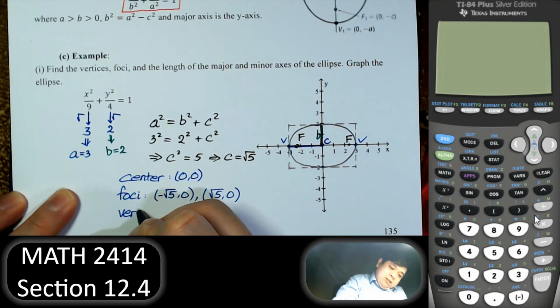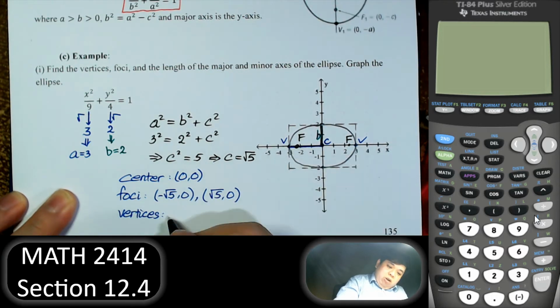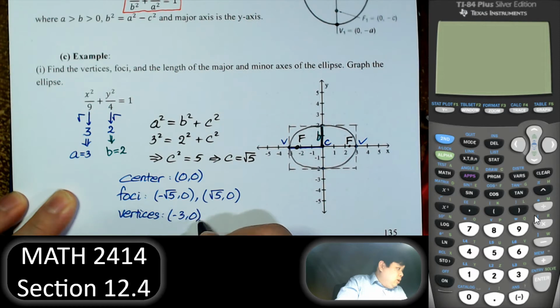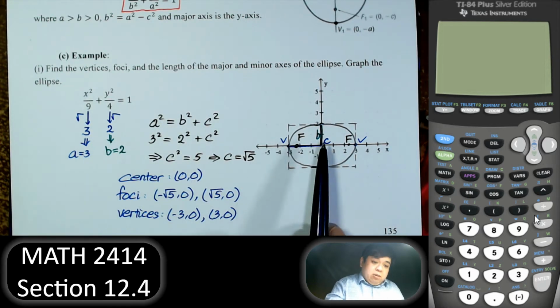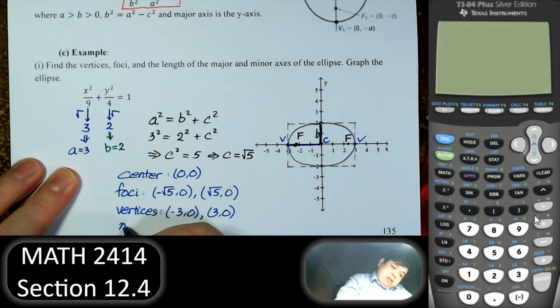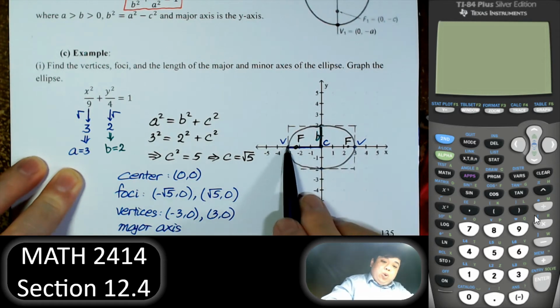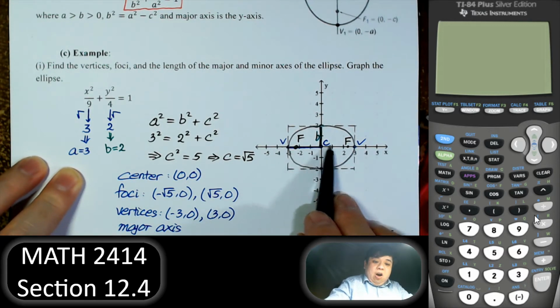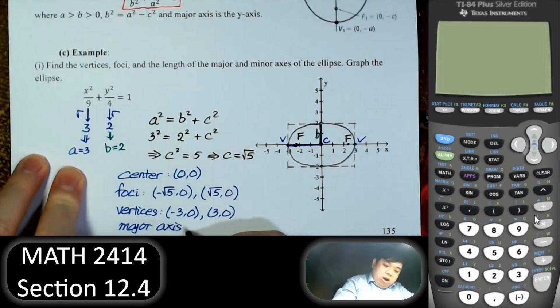Vertices, from the center, 3 left and 3 right, so (negative 3, 0) and (3, 0). So let's see, we have vertices, foci, and center, of course, and the length of the major axis. So major axis, the longest line that goes through the center and touches the ellipse, is going to be twice a. It's going to be 6.